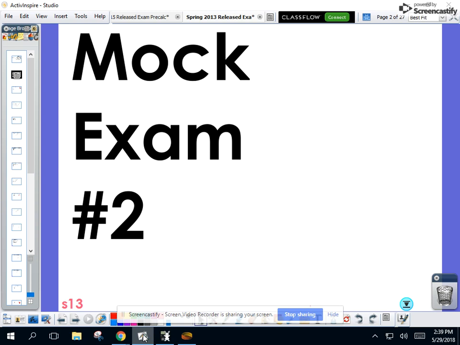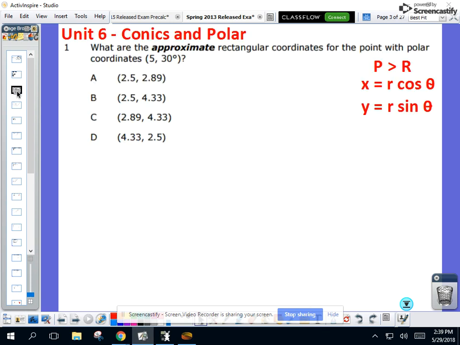Here are the solutions to the questions that you were asked in mock exam number 2. The order may not be the same as the questions that you received, but the questions will still be the same. So starting with number 1, here's some information in red all around the question.